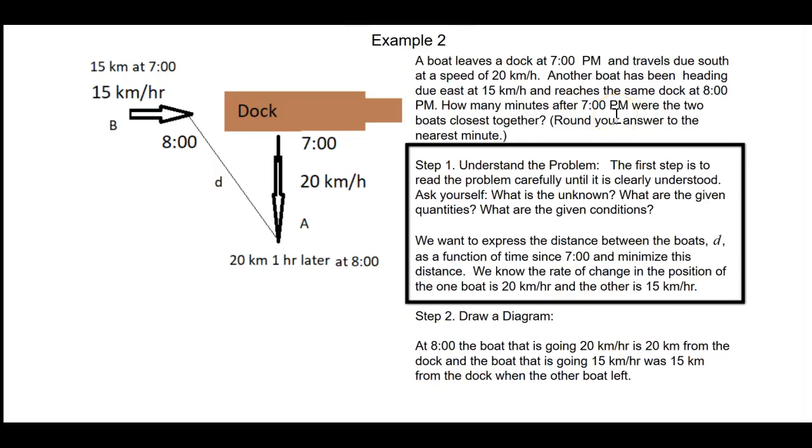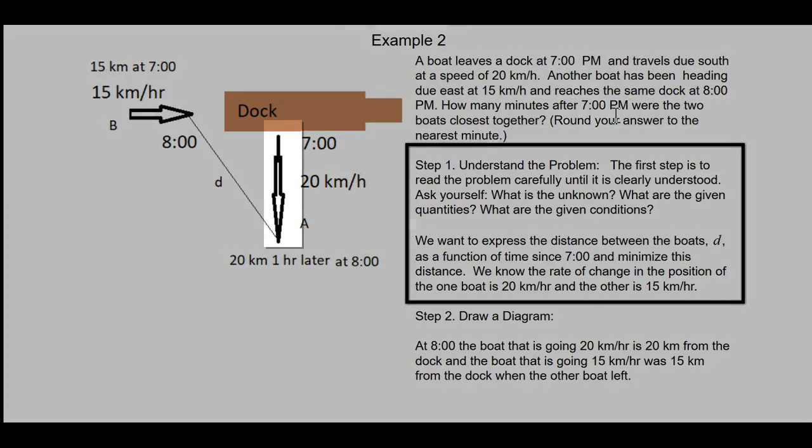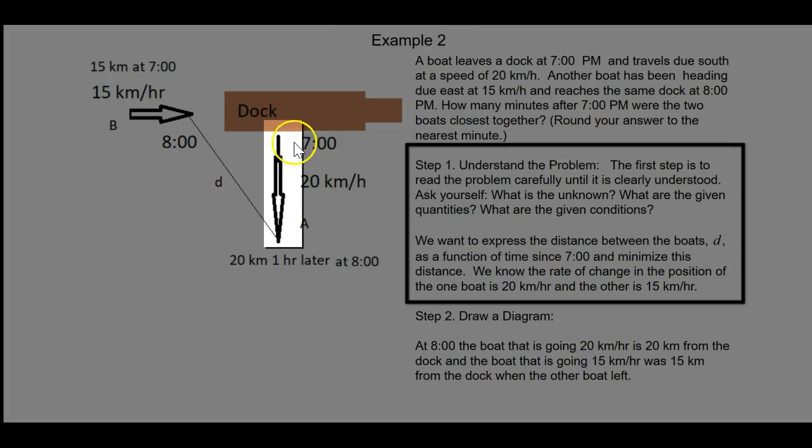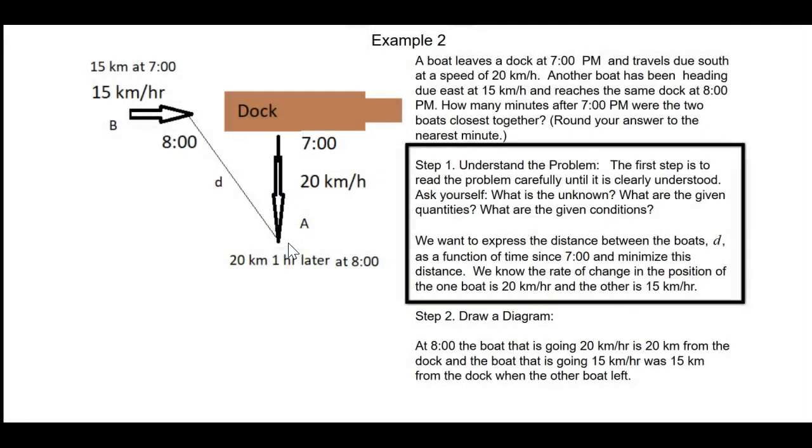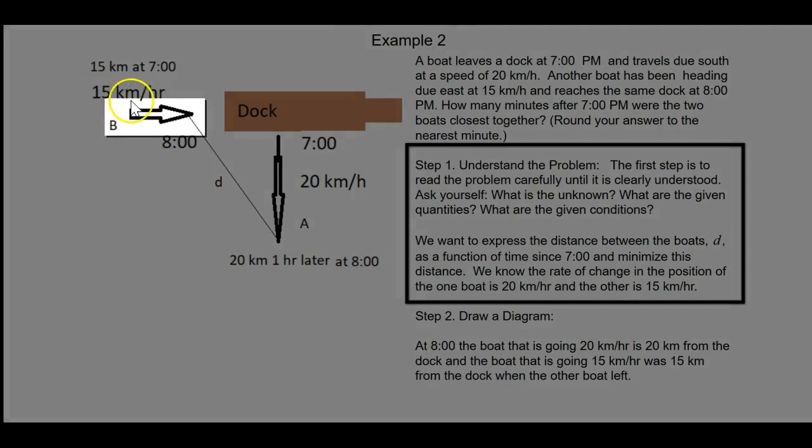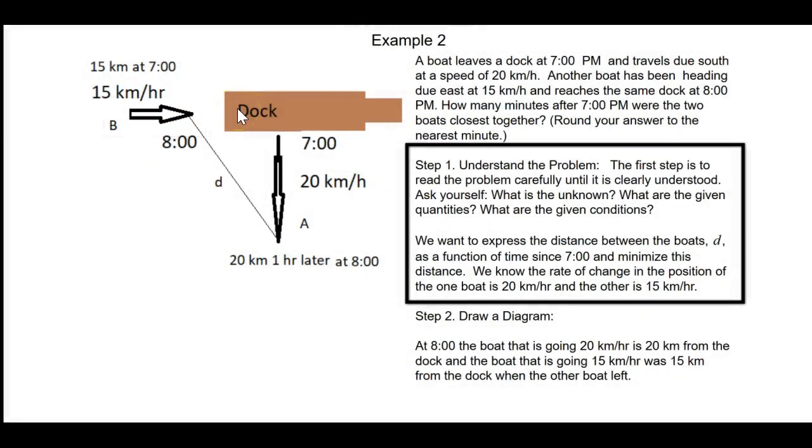A boat leaves the dock at 7 p.m. and travels due south at a speed of 20 kilometers per hour. So this is showing the path of that boat that left at 7. Another boat has been heading due east at 15 kilometers per hour and reaches the same dock at 8 p.m. So an hour later, this other boat reaches the dock.